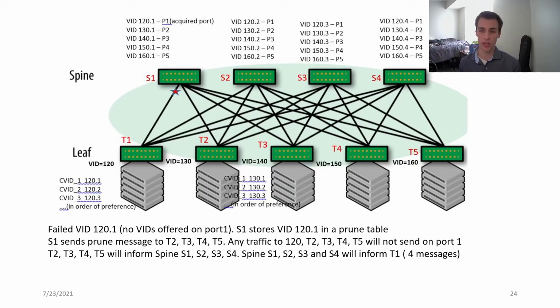Looking at the topology again, we can see what happens when VID 120.1 fails, which you can see denoted by the red and blue star in the link between T1 and S1. S1 detects a failure and stores VID 120.1 in a prune table and sends a prune message out every port except the failed port. The ToR devices will then inform the spine switches of the change. Now traffic sent to VID 120 will not send on port 1.